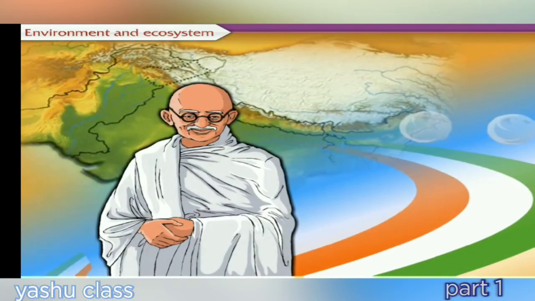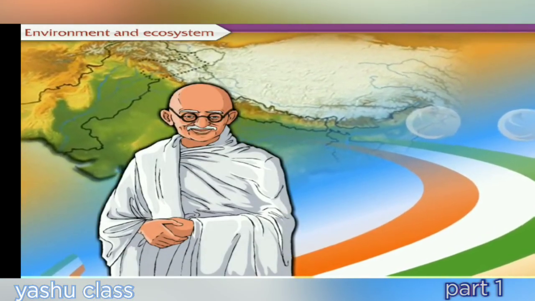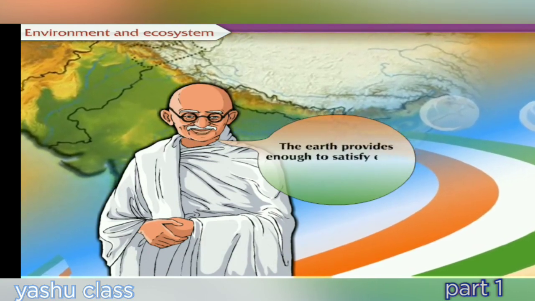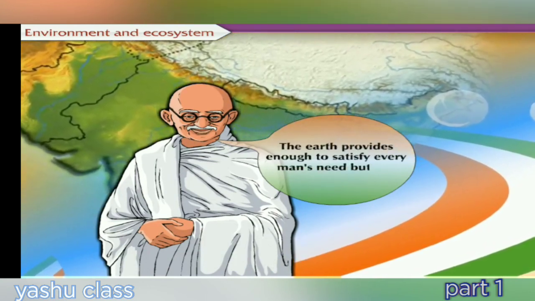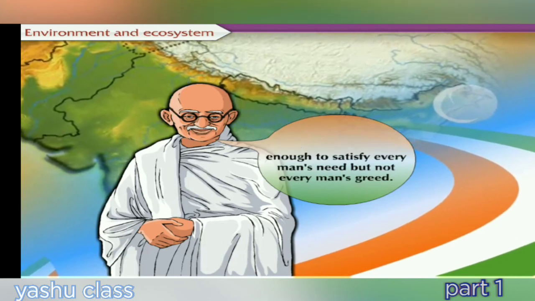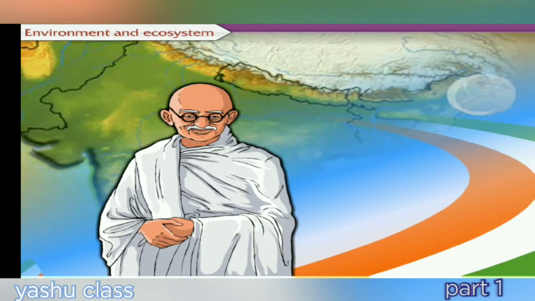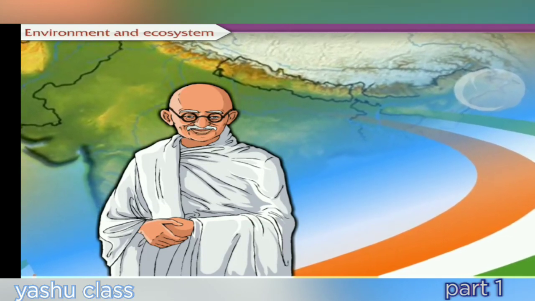Even the father of our nation, Mahatma Gandhiji, has rightly said that the earth provides enough to satisfy every man's need, but not every man's greed. Come, in the next part of this chapter, let us study about conservation of environment in detail.